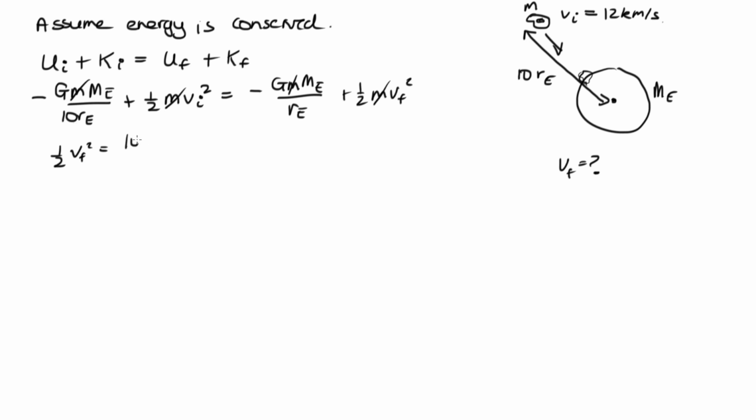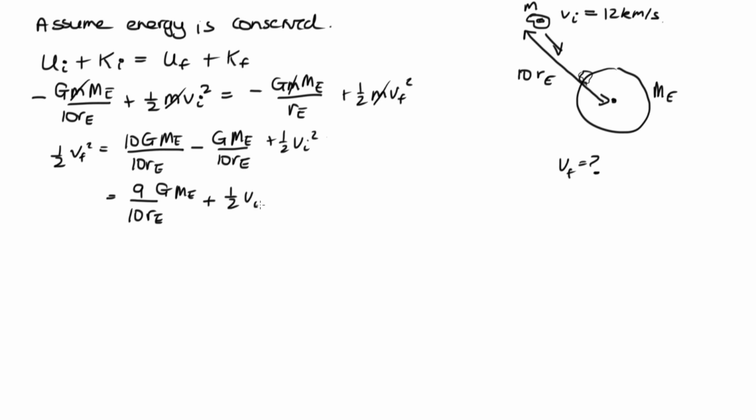So this is equal to 10 G times the mass of the Earth over 10 times the radius of the Earth, and then we've still got this term minus G times the mass of the Earth over 10 times the radius of the Earth plus a half v initial squared. So 10 over 10 R_E minus 1 over 10 R_E is equal to 9 over 10 times the radius of the Earth times G times the mass of the Earth plus a half times the initial velocity squared. Okay, so now we've got an equation. Now we can substitute in our numbers because all these things are known off our data sheet, and this thing was given in the question.